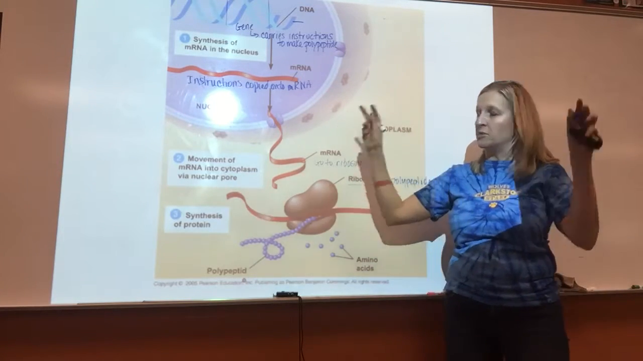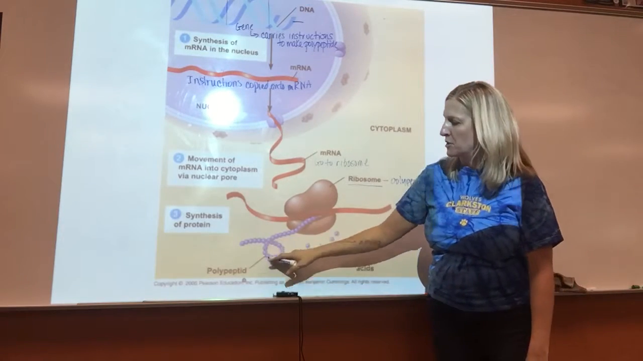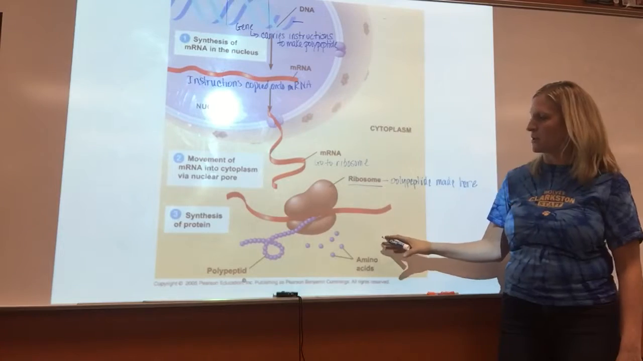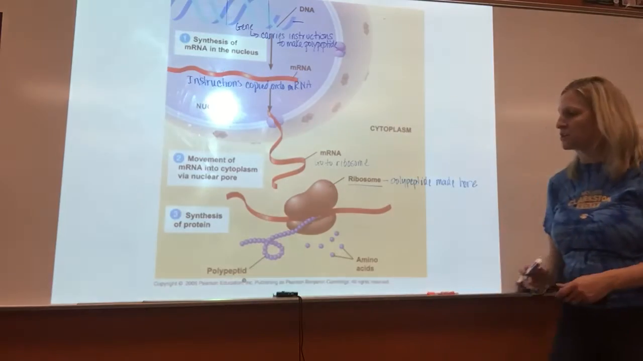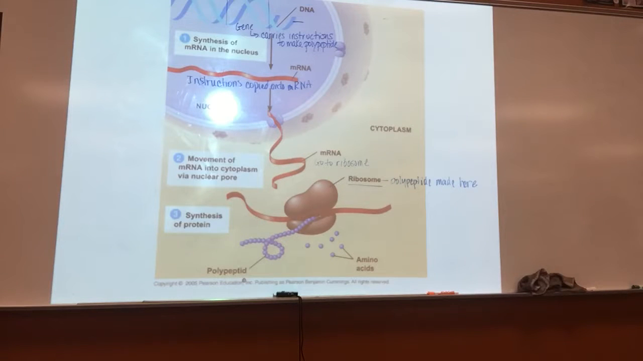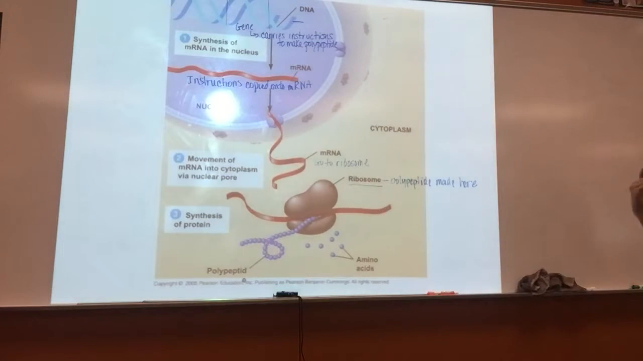Those instructions are going to be quote unquote read, and the instructions are going to be used to put what amino acid, so it tells it what amino acid hooked to what amino acid and so on to get your finished polypeptide there. And so that's how DNA and a type of RNA called mRNA kind of go together.